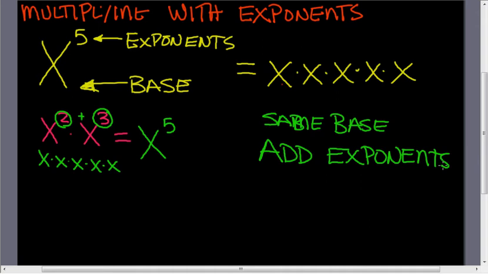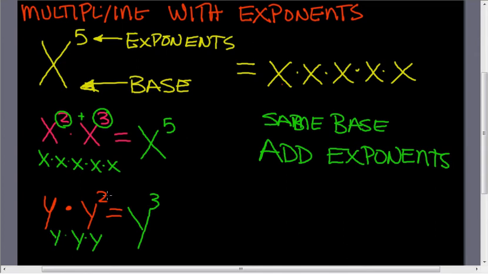So let's see how this works in practice. What if I gave you y times y to the second power? Well, if we write it out, this is a y times 2 y's, which means it's a total of 3 y's, or y to the power of 3.